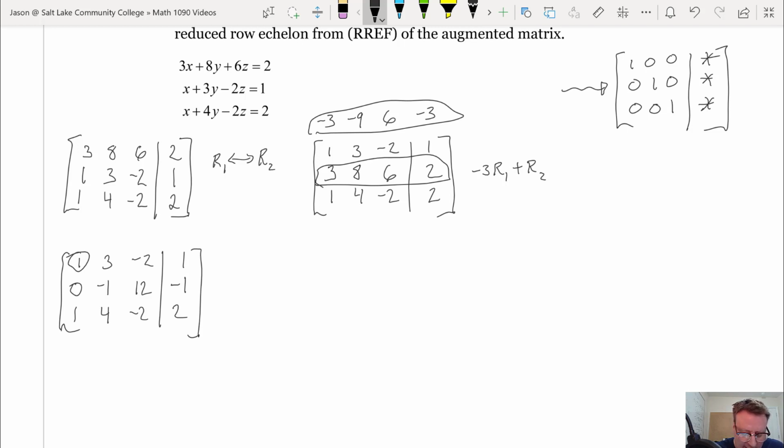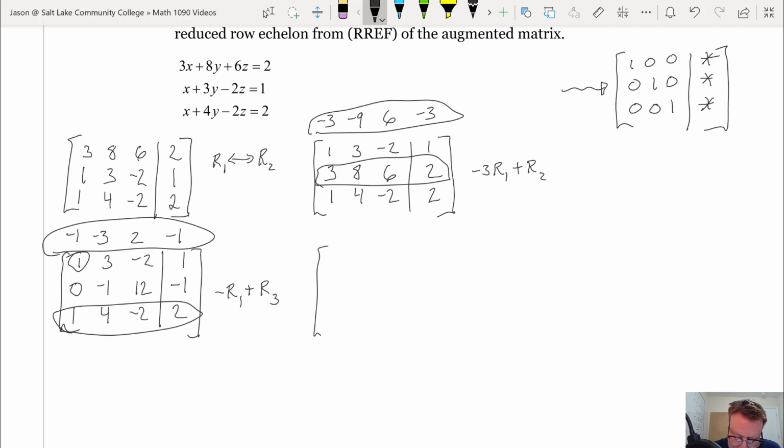And to clear this 1 out, I can use the pivot above it, that 1 that's circled. So I'm going to use row 1. I'm going to multiply row 1 by -1. So negative row 1 plus row 3. Remember, the second row is always the row that I'm going to be changing. -1 times row 1 is -1, -3, +2, -1. I'm going to add that to row 3.